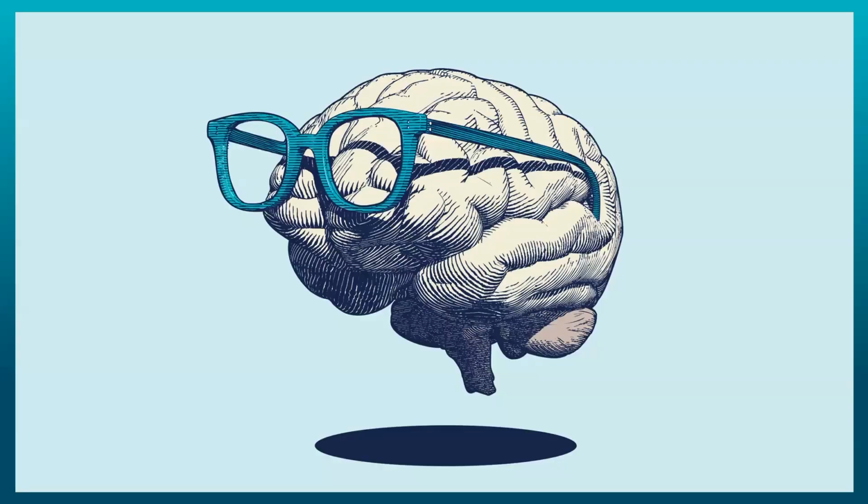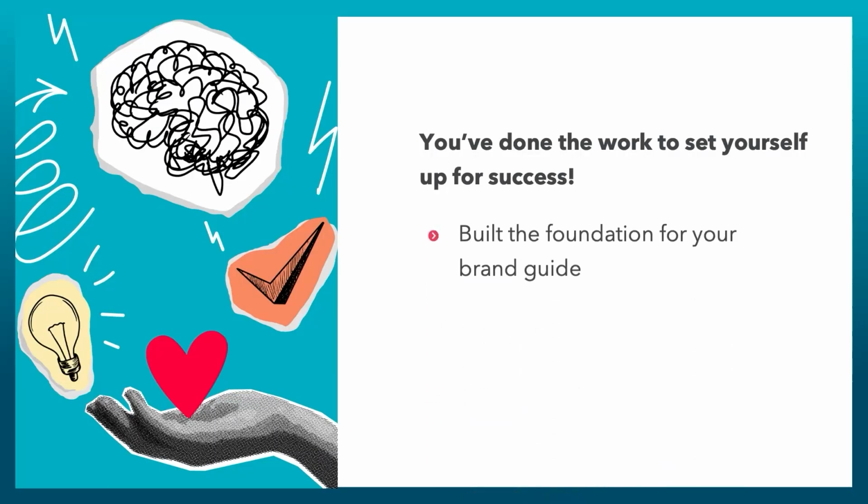The human brain uses pattern recognition as a shortcut to make sense of the world. When you use your brand elements consistently, it allows your audience to identify a pattern, which enhances recognition and increases trust. That's why the work you've done in this course is so valuable. You've built the foundation for your brand guide, and you've made strategic decisions based on research to define your brand's visual identity and key messages. With that guidance in place, you have everything you need to show up in a clear and consistent way, no matter where people find you.